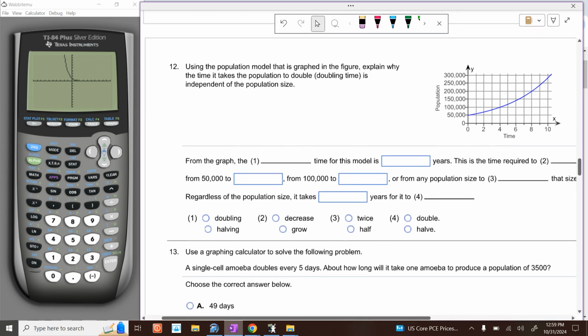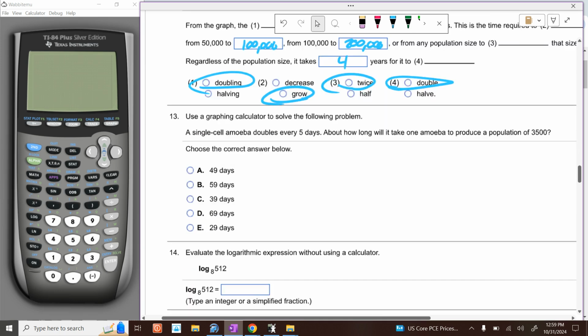Doubling time, this doubles in 4 years. The time required to get from 50,000 to 100,000 or 100,000 to 200,000 is 4 years. Okay? So it's going to double, it's going to grow, it's going to be twice, and so on.